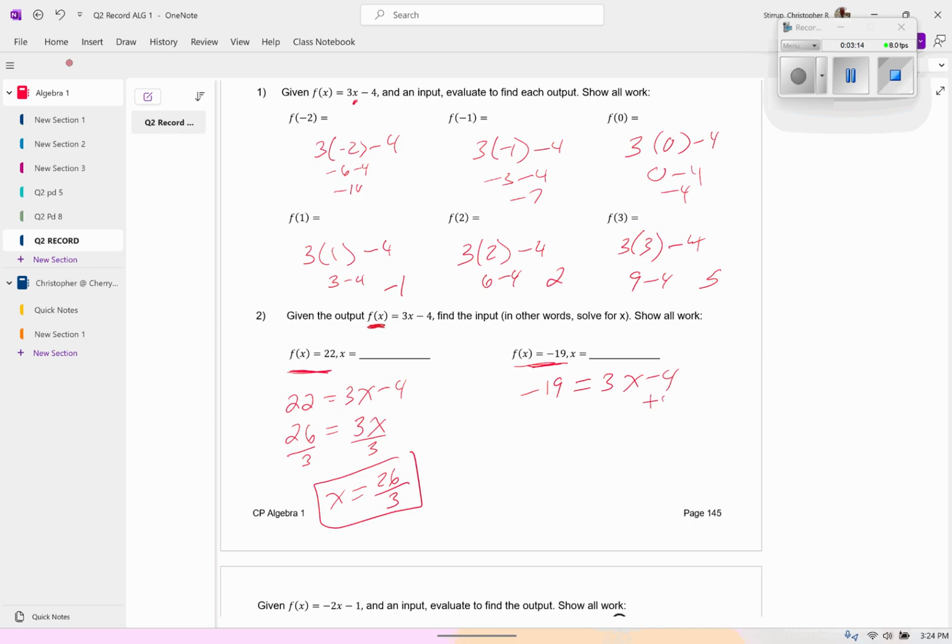This next problem, we're going to add 4 to both sides. Negative 19 plus 4 is negative 15. It's equal to 3x. Let's divide both sides by 3. Negative 15 over 3 is negative 5. So negative 5 is equal to x, or you can flip it over to make it x equals negative 5.